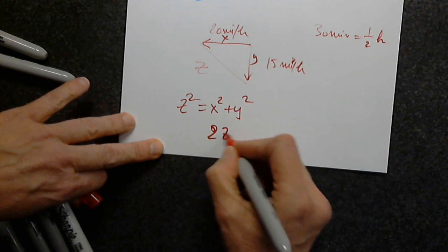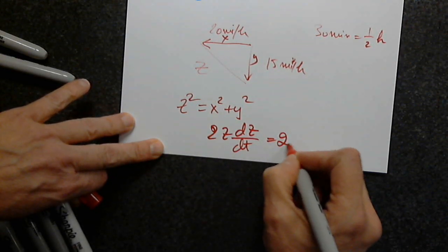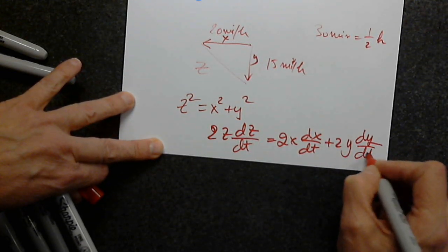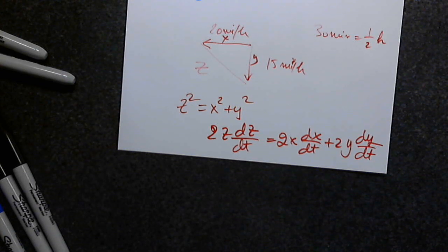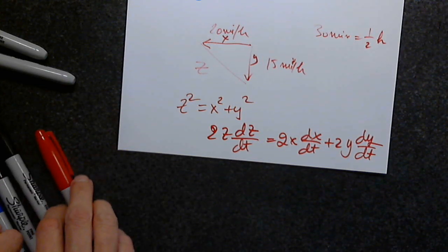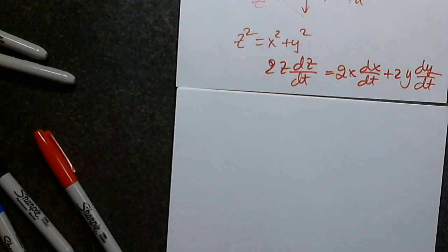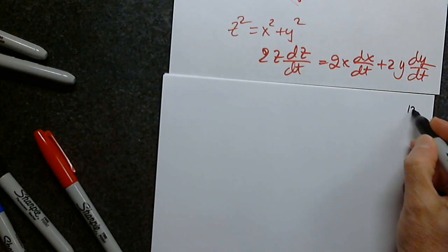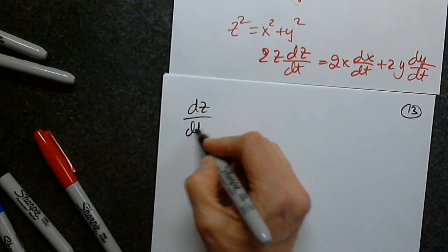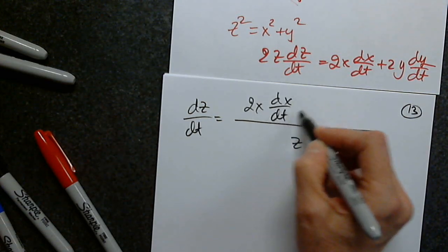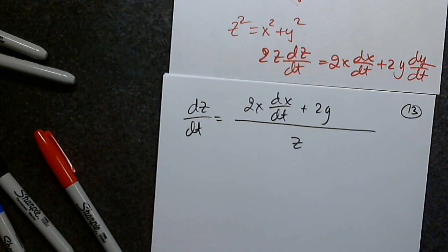Okay, so then 2z dz over dt equals 2x dx over dt plus 2y dy over dt. They all change at the same time, well, not with the same rate, but at the same time. They're all functions of time. I will divide both sides by 2 and solve for dz over dt. So 2x dx over dt plus 2y.